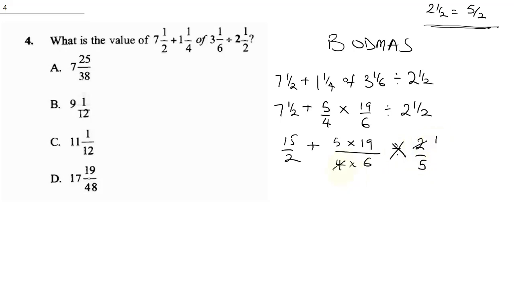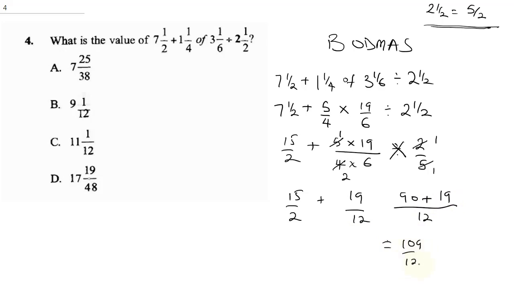2 here is 1, 2 into 4 is 2, 5 here is 1, 5 here is 1. So we have 15 over 2 plus 1 times 19 is 19, 2 times 6 is 12. So we form our LCM, which is 12. 12 into 2 is 6, 6 times 15 is 90, plus 12 into 12 is 1 times 19. This gives us 109 over 12. When you change this to a mixed fraction, you get 9 whole number 1 over 12, final answer. So as easy as that, you can attempt most of these questions.